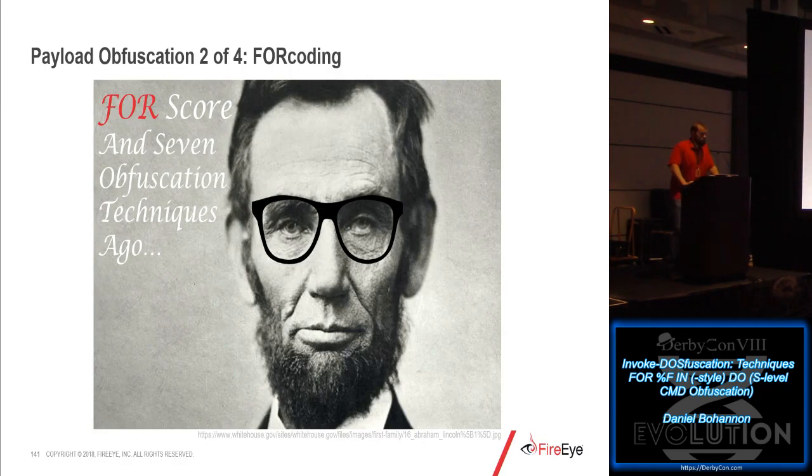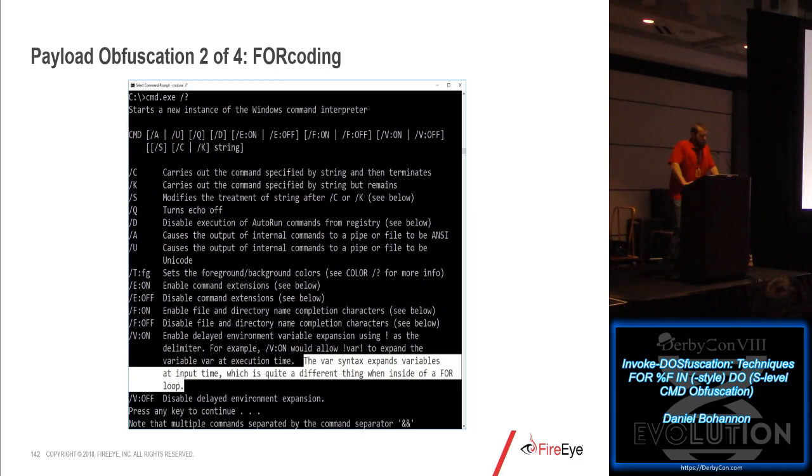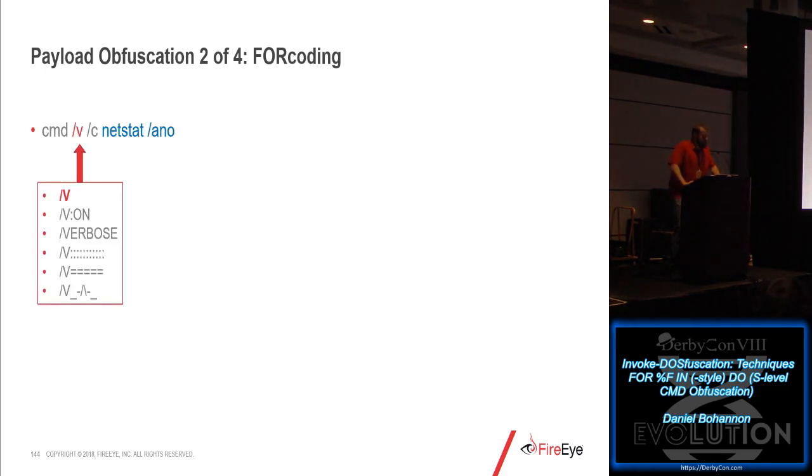So for loops are awesome. For loops really give you a lot of bang for the buck. And so for loop encoding, or FORcoding, was the next thing I looked at. When you look at the command help menu, /V:ON says it expands the variables at input time, which is quite a different thing when inside of a for loop. That is quite the understatement. It is an amazingly different thing when inside of a for loop.